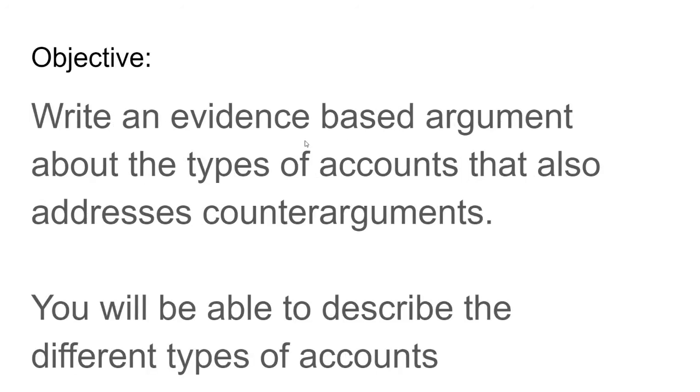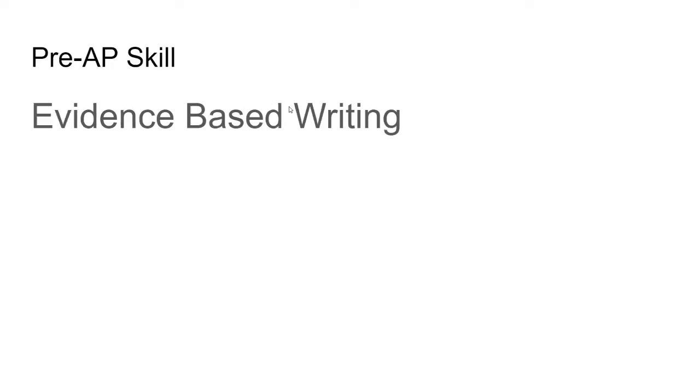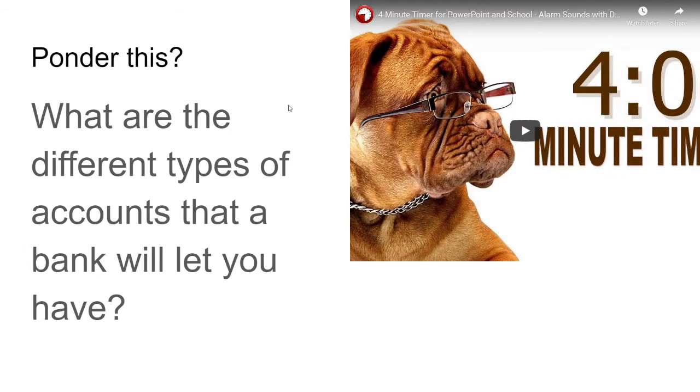We're going to focus on accounts for today. Your objective is to write evidence-based arguments about the types of accounts that also address counter-arguments. You will be able to describe the different types of accounts as well. Your two objectives. The pre-AP skill is evidence-based writing. So ponder this. No need to write it down. This is the equivalent of a bell ringer.